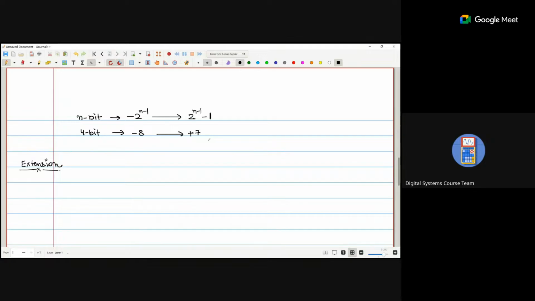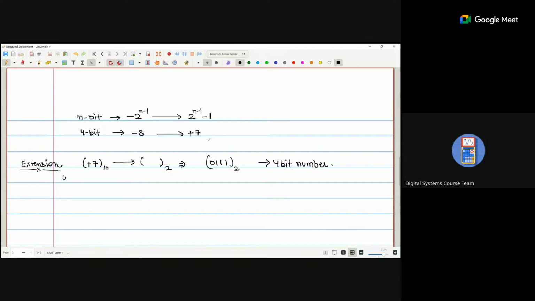Like for example, I have to write +7 into the binary. So the number is 0111. Okay, that is a 4 bit number.